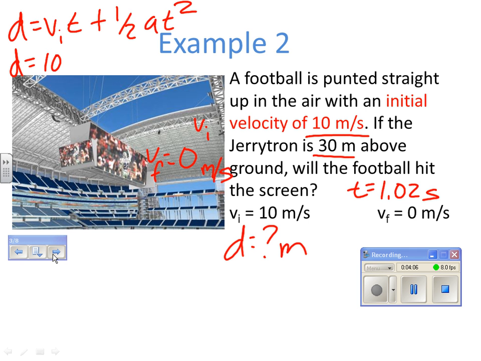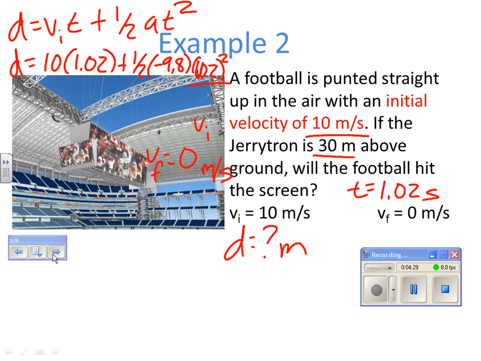So 10 times 1.02 plus 1/2 negative 9.8 times t squared, so that's 1.02 squared. Make sure we do this. This is the part we forget sometimes in our calculator. We forget to put the square in or something like that.